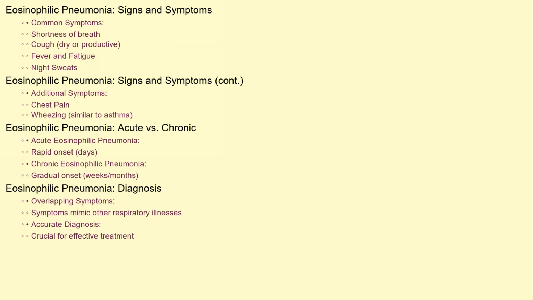The signs and symptoms of eosinophilic pneumonia can vary depending on the type and severity of the condition. Common symptoms include shortness of breath, cough, often dry but sometimes productive, fever, fatigue, night sweats, and chest pain. In some cases, individuals may experience wheezing similar to asthma. With acute eosinophilic pneumonia, symptoms tend to develop rapidly, sometimes over a few days. Chronic eosinophilic pneumonia, on the other hand, typically presents with a more gradual onset of symptoms that can persist for weeks or even months. It is important to note that these symptoms can overlap with other respiratory illnesses, making accurate diagnosis crucial.